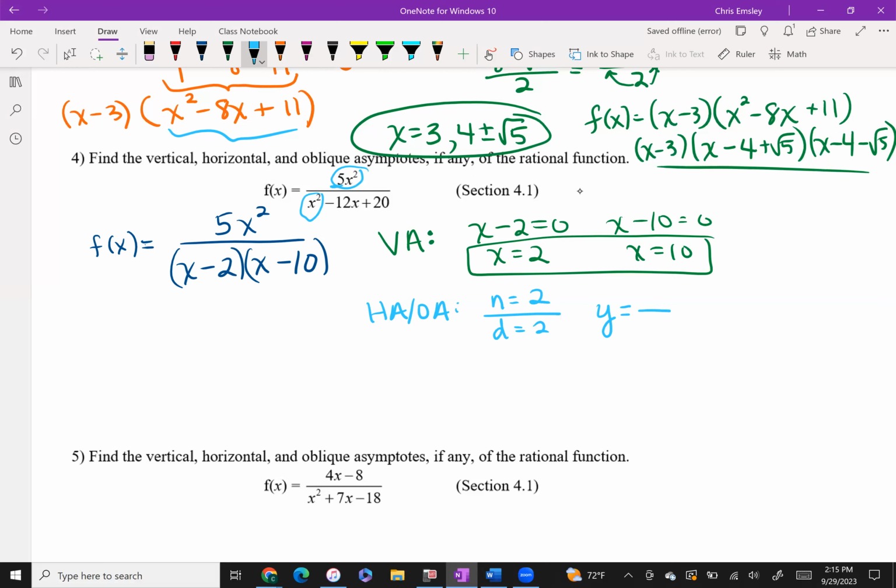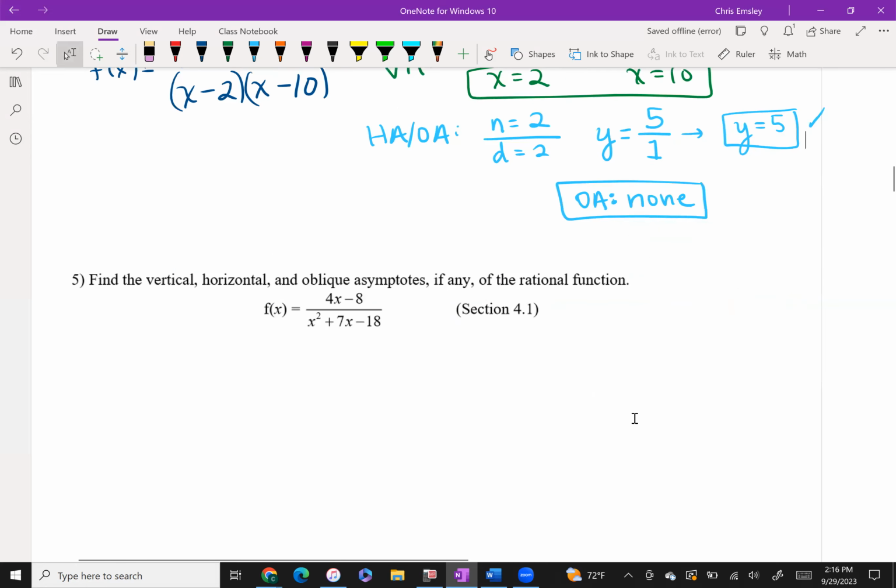So up top, our x squared had a coefficient of 5. On the bottom, our x squared had a coefficient of 1. So we have a horizontal asymptote at y equals 5. If we have a horizontal asymptote, we automatically have none for our oblique asymptote. You can have one or the other, but not both. So since we found a horizontal, there is no oblique.